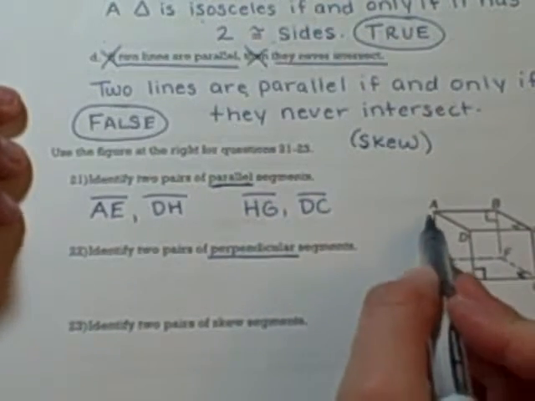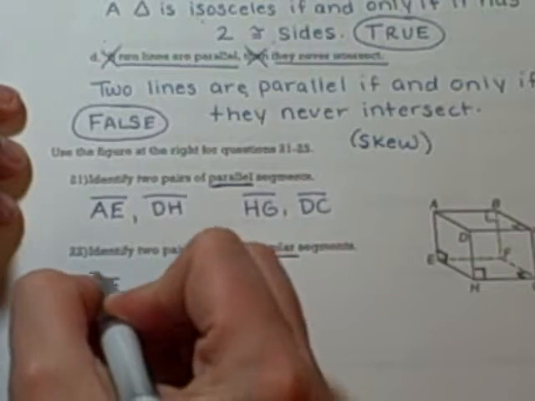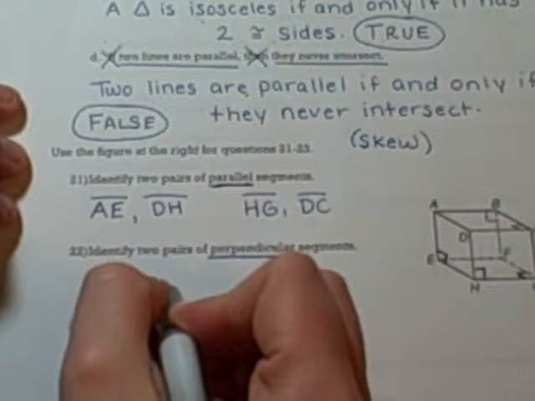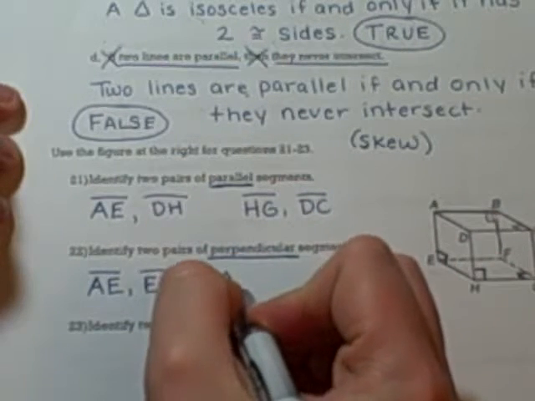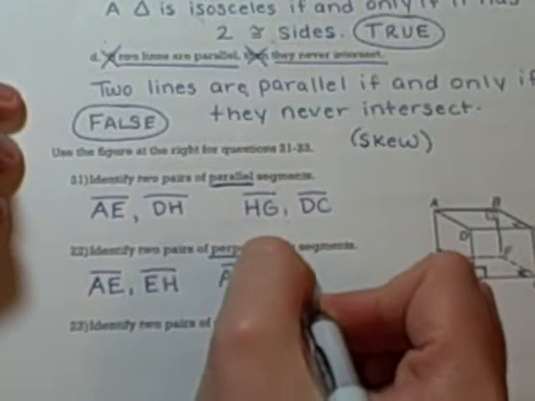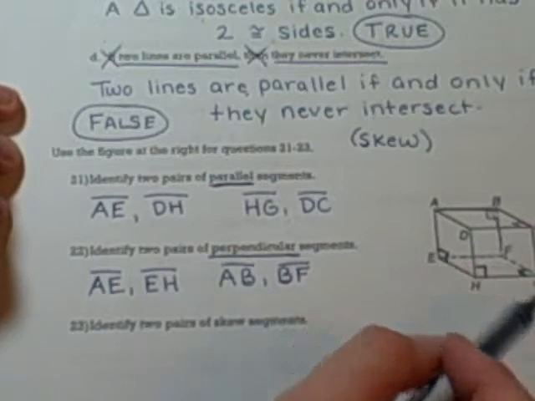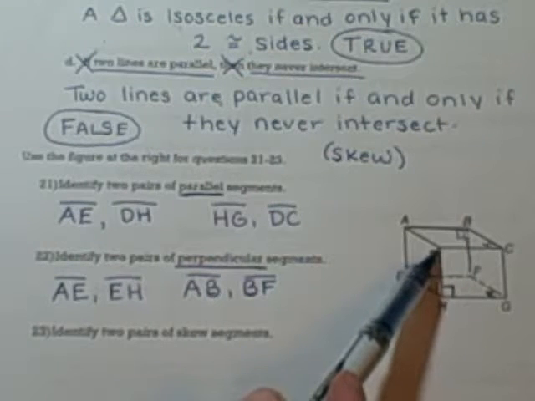So I just labeled one right here. AE and EH would work. So there's one pair that makes a right angle. I could even go over here and say AB and BF. That makes a nice L there. And again, there's a lot of other options here. There's a lot of things that would make that right angle. Anywhere where two segments meet at a corner would be fine for this diagram.